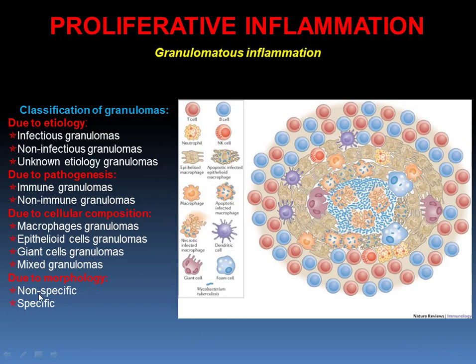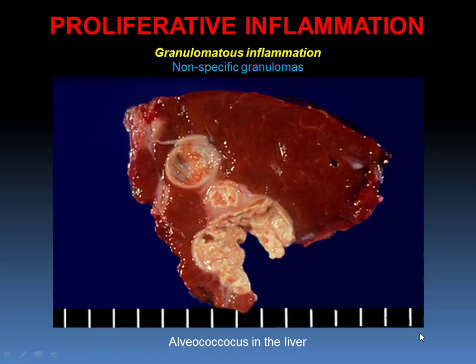According to morphology, granulomas can be divided into non-specific and specific granulomas. An example of a non-specific granuloma is alveococcus in the liver, a parasitic granuloma. In this disease, the liver is enlarged, and alveococcus occupies a large part of the liver and is represented by a whitish, dense node without clear boundaries, sometimes resembling a tumor.